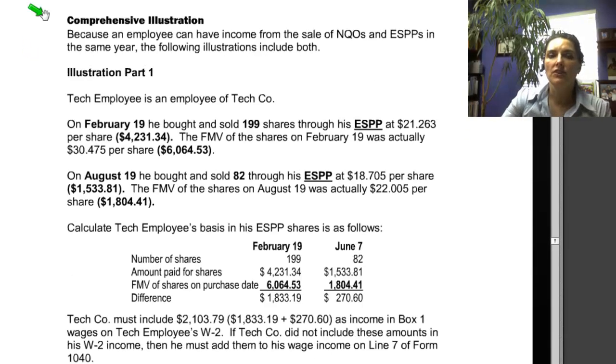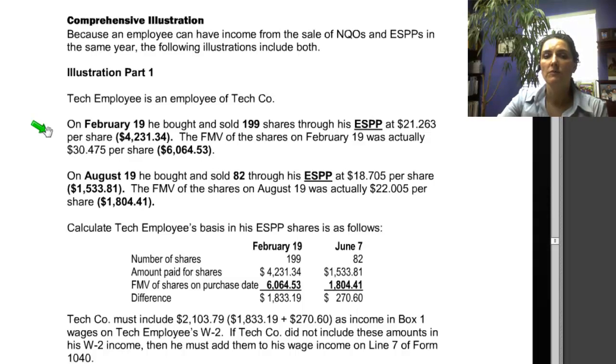So here is a comprehensive illustration of how you could have an employee in the same year exercise NQOs and ESPPs, and how these two different types of stock benefit will be treated under tax law for that employee. So here is part one of the illustration. Tech Employee is an employee of Tech Company. On February 19, he bought and sold 199 shares through his ESPP at $21.263 per share for a total cost in the 199 shares of $4,231.34.